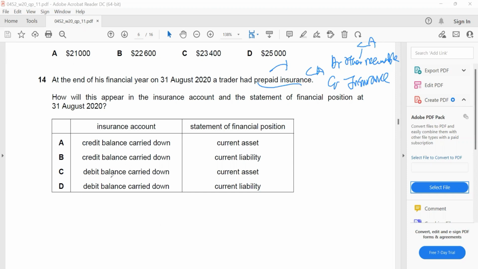Debit balance, credit balance carry down. So you will have an insurance balance carry down here. So credit balance carry down, correct. But this carry down will be sitting in the statement of financial position and become a current asset. So the answer should be A. Okay, now let's move on to the next.